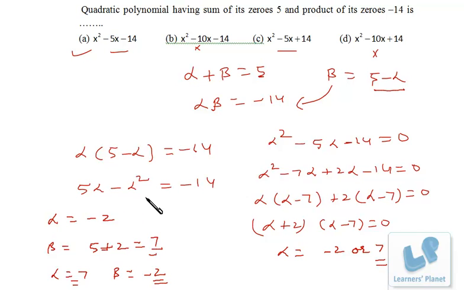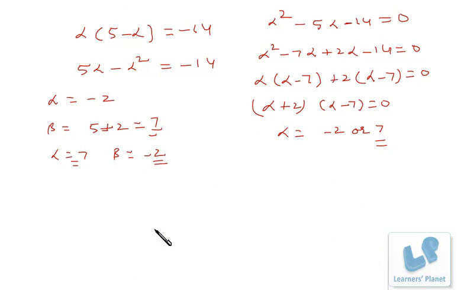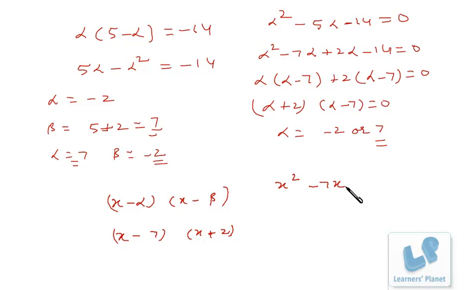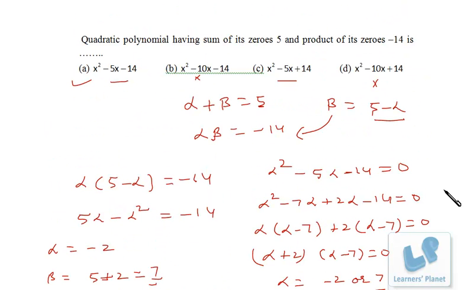Now if we got the two roots, we can frame the quadratic polynomial as we have discussed. It's x minus alpha and x minus beta, right? So alpha is 7 and beta is minus 2, right? So just multiply this: x square minus 7x plus 2x minus 14. Okay, so it's x square minus 5x minus 14 is equal to 0, right? So this is what the quadratic equation is. So that's option A. I hope you are clear.